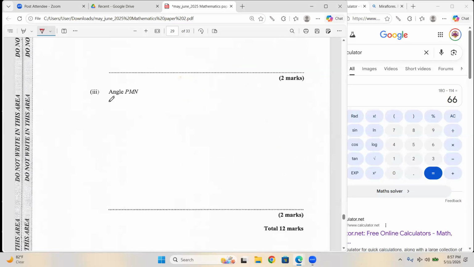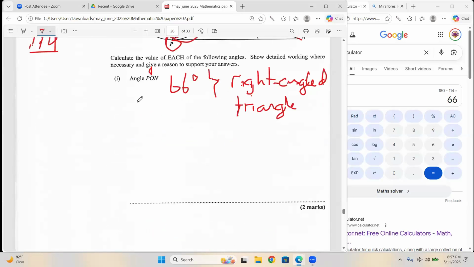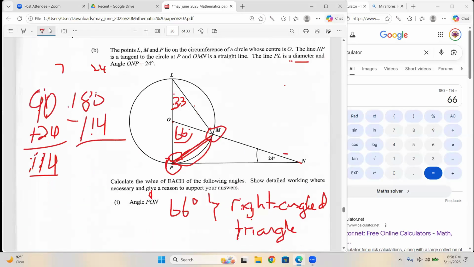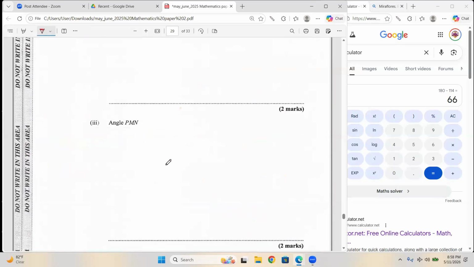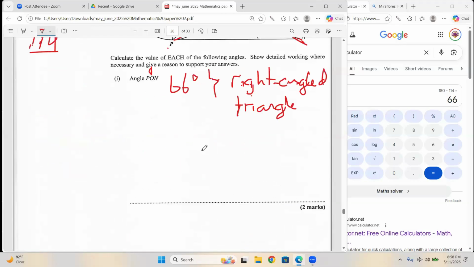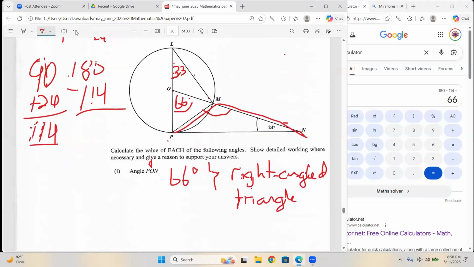All right, the final angle, PMN. Okay, PMN. Let's see here. PM to N. That's this one here. Let me just make sure I'm focusing on the correct thing. PM. Okay. All right.